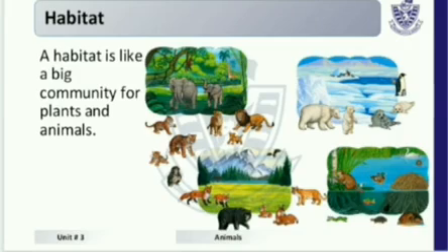Habitat. A habitat is like a big community for plants and animals. Some animals live on land, some live in water, some insects live in the grass, and many can fly. Birds make their nest in trees.